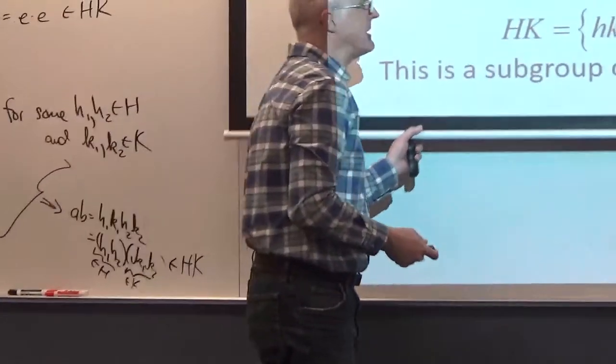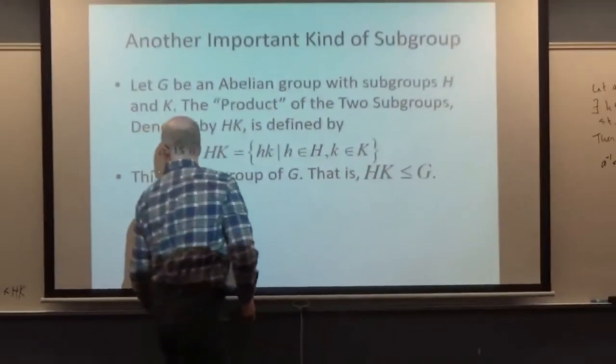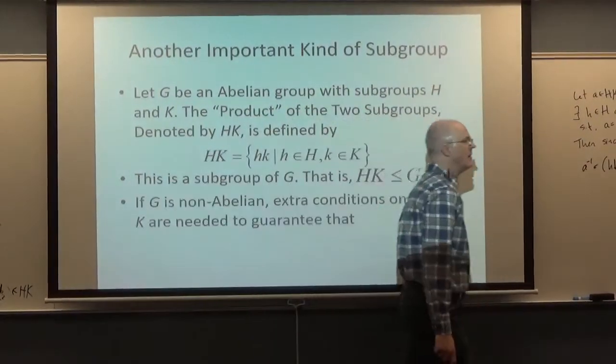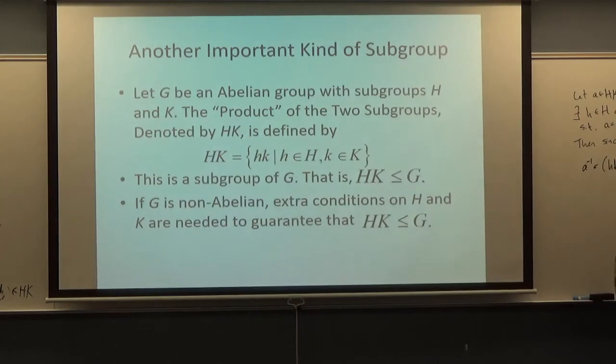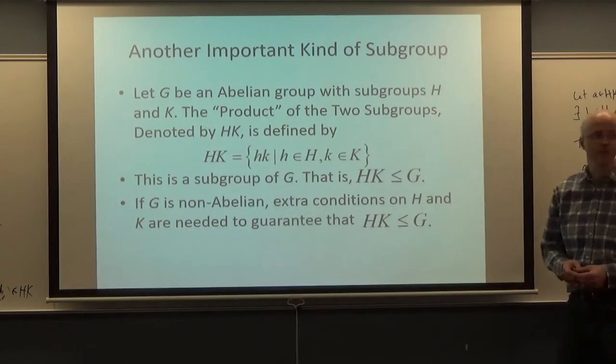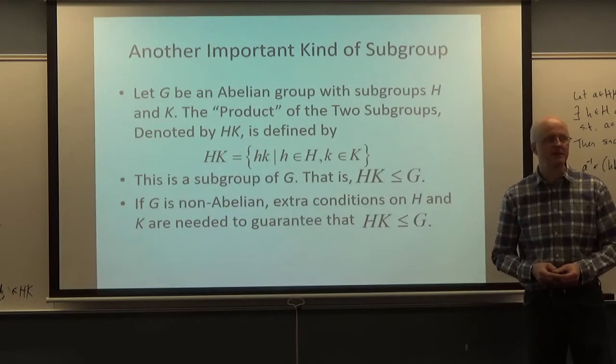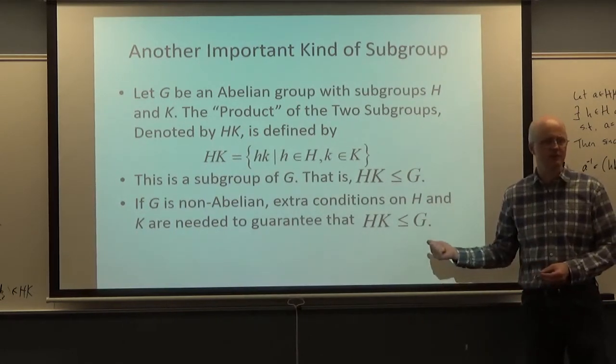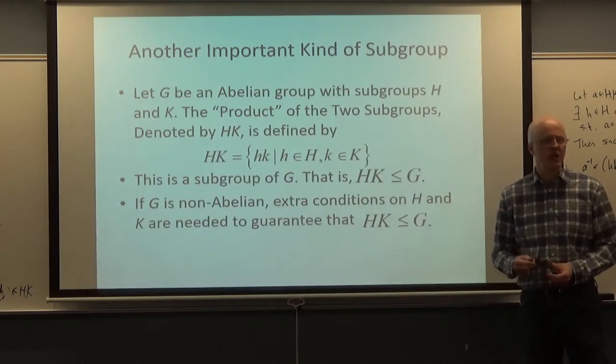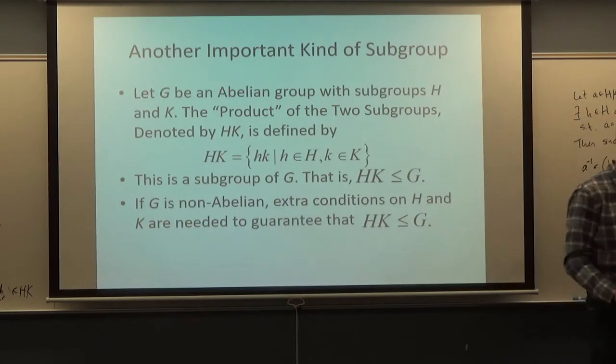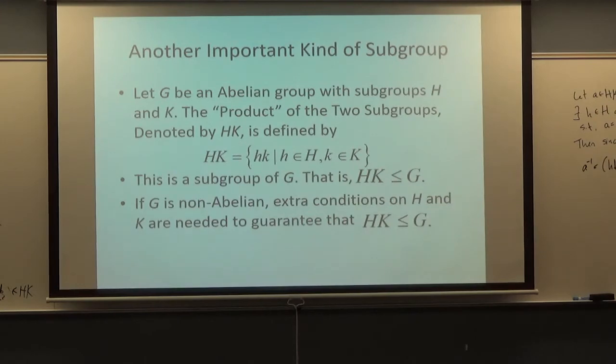What about if G is not abelian? Well, you need some extra conditions on H and K to guarantee this. It is sometimes still a subgroup, even when G is not abelian. But there are extra assumptions you need to make about H and K to make that true. And we'll see what those assumptions are in chapter 9. Chapter 9. Maybe I should look at it. Actually, it could be chapter 8. Chapter 8 or chapter 9.